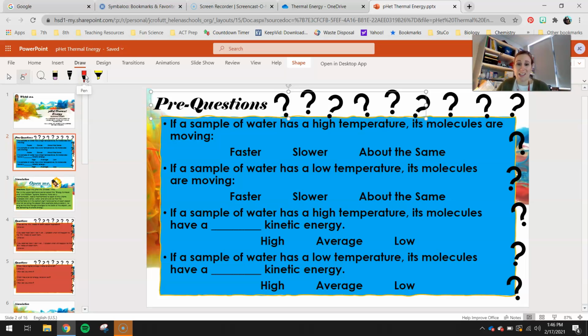If a sample of water has a high temperature, its molecules are moving either faster, slower, or about the same. If a sample of water has a low temperature, its molecules are moving faster, slower, or about the same. If a sample of water has high temperature, its molecules have a blank kinetic energy. Again, circle high, average, or low. And if a sample of water has a low temperature, its molecules have a blank kinetic energy. If it's low, how is it different? Again, as always, when you're using the draw tool, make sure you click back on the cursor.